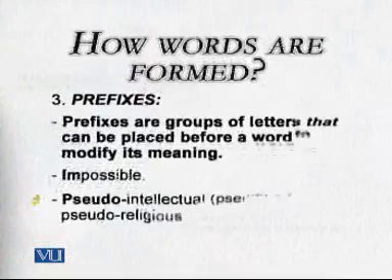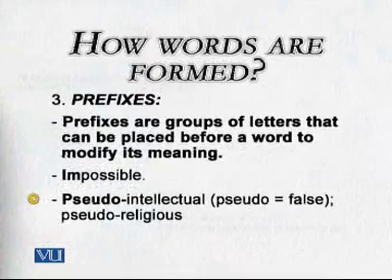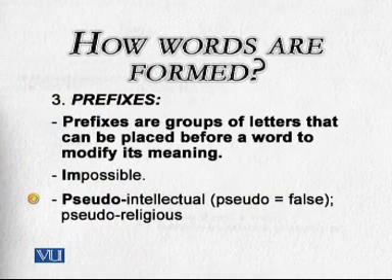Word formation is there. Another example, let's say pseudo-intellectual. Now, pseudo is actually a group of alphabets which means something false. So when I say pseudo-intellectual, it means, of course, someone who is not intellectual, or someone who pretends to be intellectual but actually is not. So pseudo I added at the start, and when I add it at the start, it becomes, of course, a prefix.